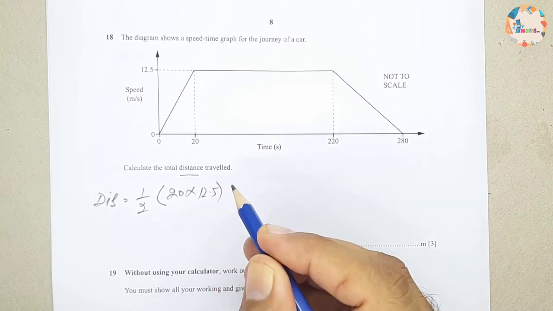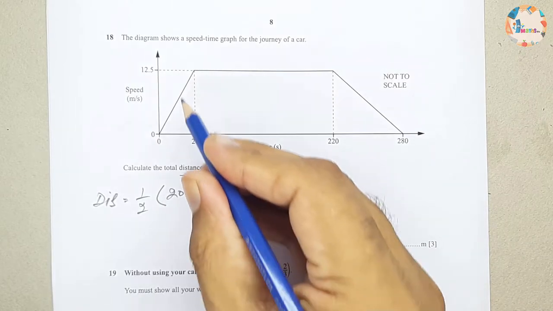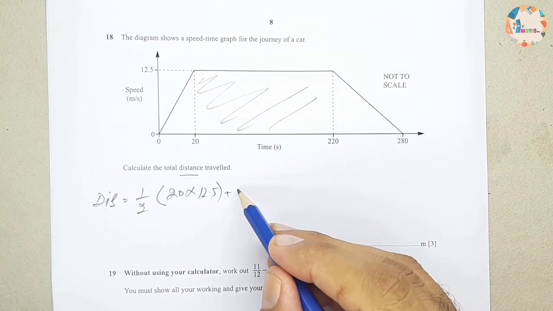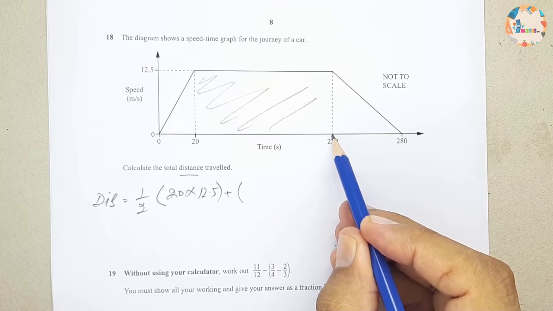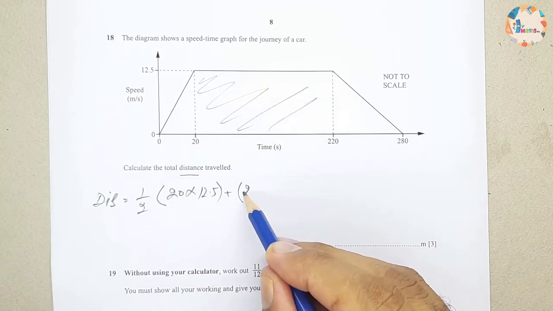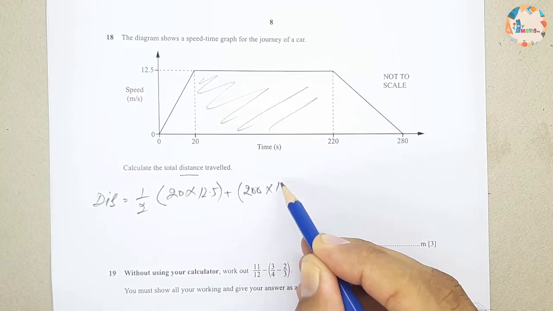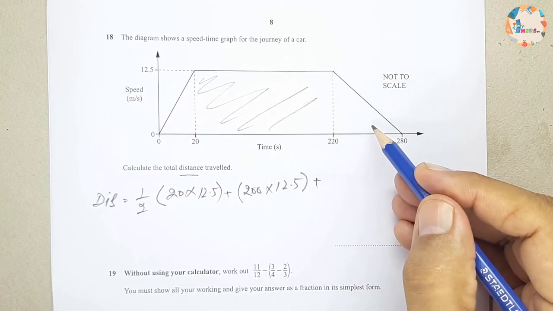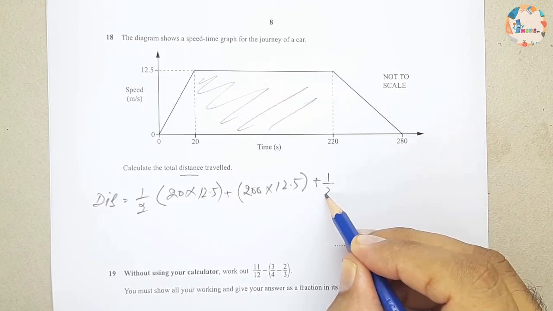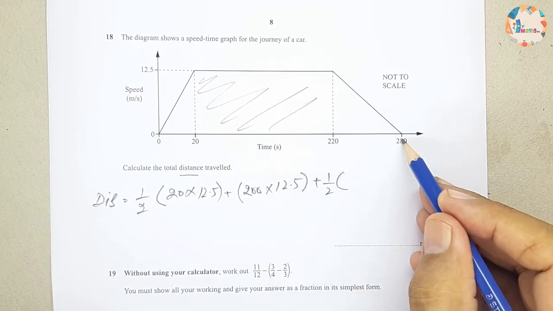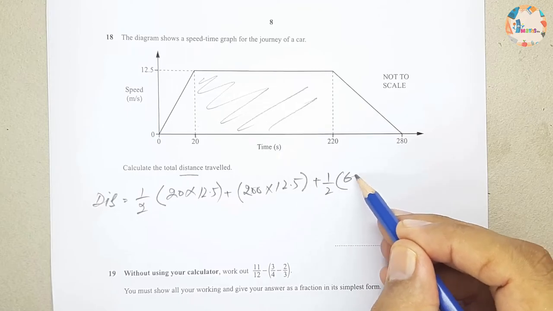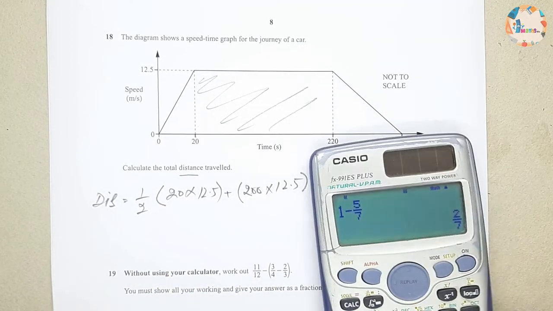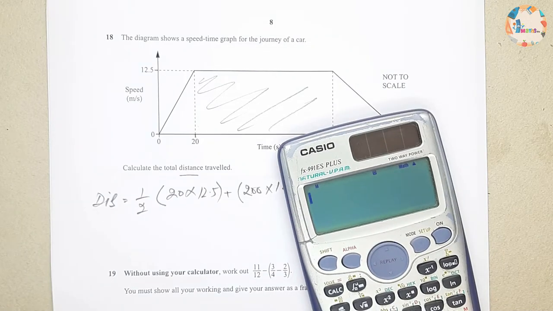So 12.5 like this. Then plus the area of this rectangular shape. So this will be what? This 220 minus 20 will be 200. 200 multiplied by 12.5. So this one plus the area of this triangle. The triangle is 1 by 2 into base, which is 280 minus 220 will be 60 into 12.5. That's all. We just have to calculate with the calculator and we will get the answer.